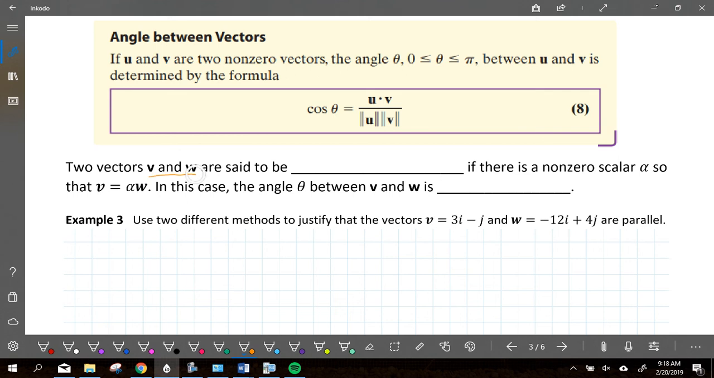Two vectors, v and w, are said to be parallel if there is a non-zero scalar, alpha, so that v is equal to alpha w. In this case, the angle theta between v and w is, what would the angle be between two lines if they're parallel? 0 degrees, but not just 0 degrees. The difference could also be 180 degrees. All of our answers are going to be between 0 and pi, by the way.